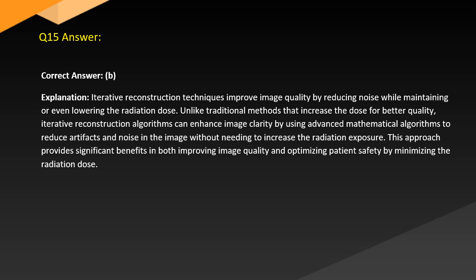Answer. Correct answer B. Explanation. Iterative reconstruction techniques improve image quality by reducing noise while maintaining or even lowering the radiation dose. Unlike traditional methods that increase the dose for better quality, iterative reconstruction algorithms can enhance image clarity by using advanced mathematical algorithms to reduce artifacts and noise in the image without needing to increase the radiation exposure. This approach provides significant benefits in both improving image quality and optimizing patient safety by minimizing the radiation dose.